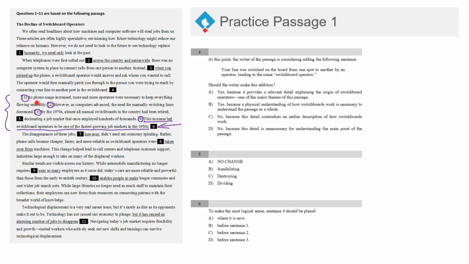Well, what increase, right? This word right here, "this increase," gives us a clue as to where it goes. It's talking about the increase of phone usage right here. As the phone usage increased, switchboard operators became one of the fastest growing job markets in the 1950s. So this is a good indication that sentence number 4 actually belongs right after sentence number 1.